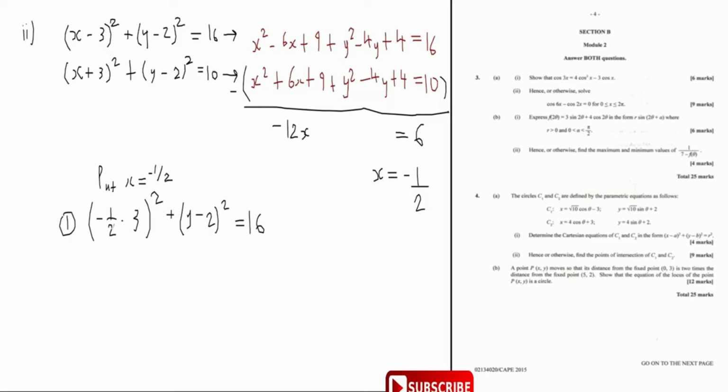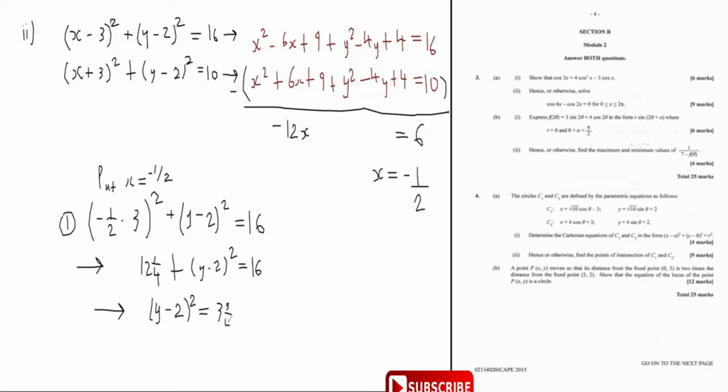Putting x as minus a half, the equation will simplify to minus a half minus 3 all squared. This part works out to be 12 and a quarter, so we get 12 and a quarter plus y minus 2 all squared, that's equal to 16. So all we have to do now is subtract 12 and a quarter from both sides. That implies y minus 2 squared is equal to 16 minus 12 and a quarter. So 16 minus 12 and a quarter, I get 3 and 3 quarter.